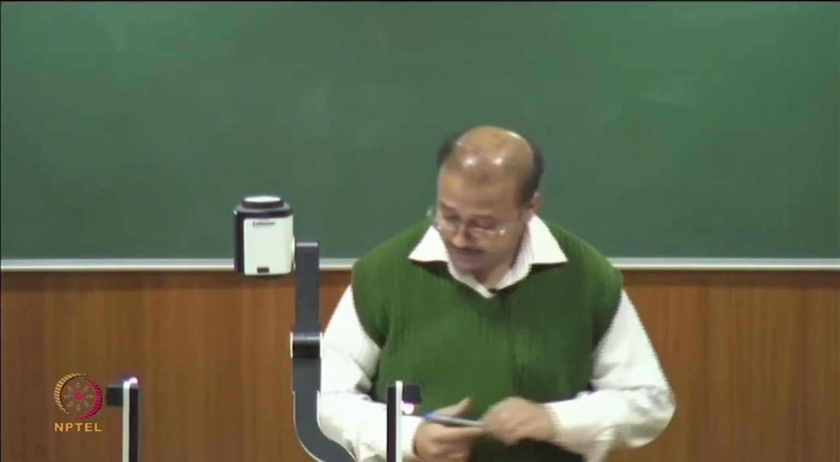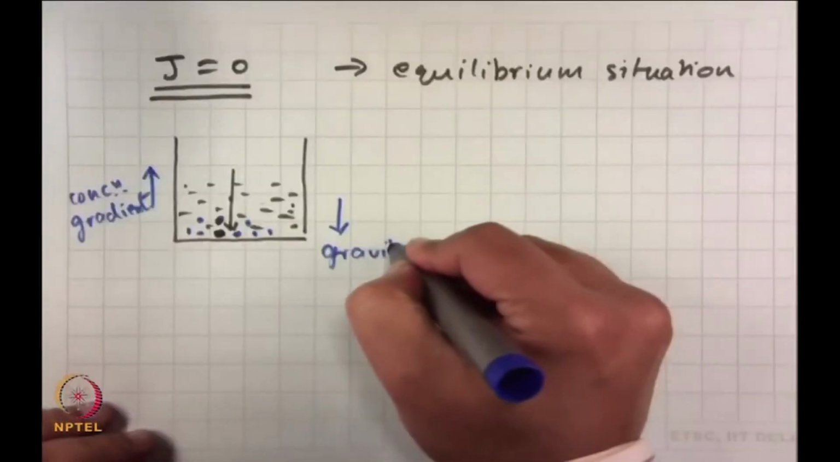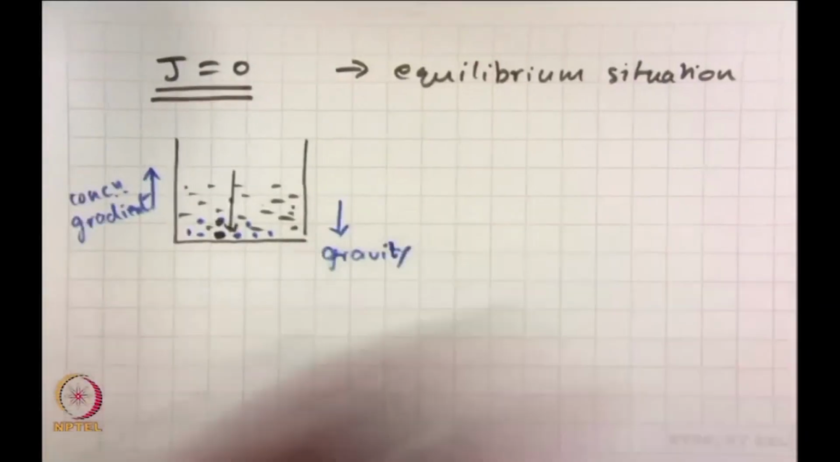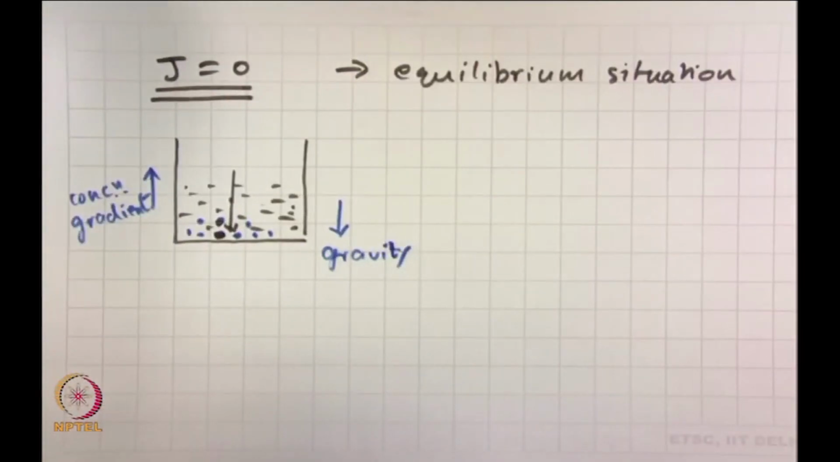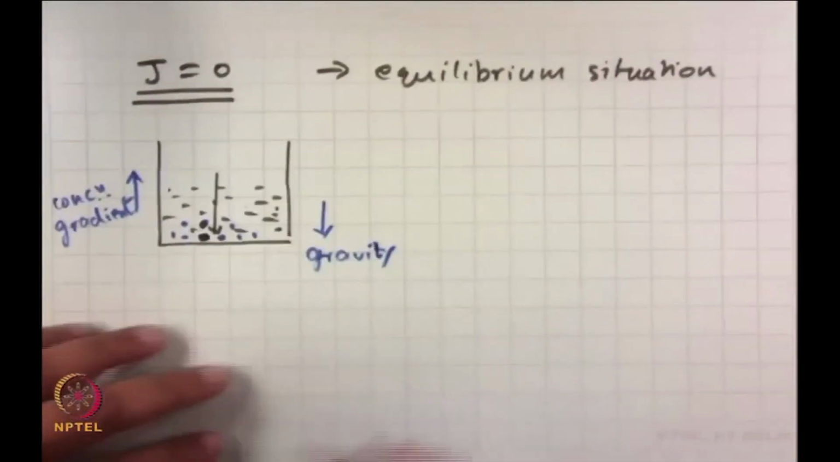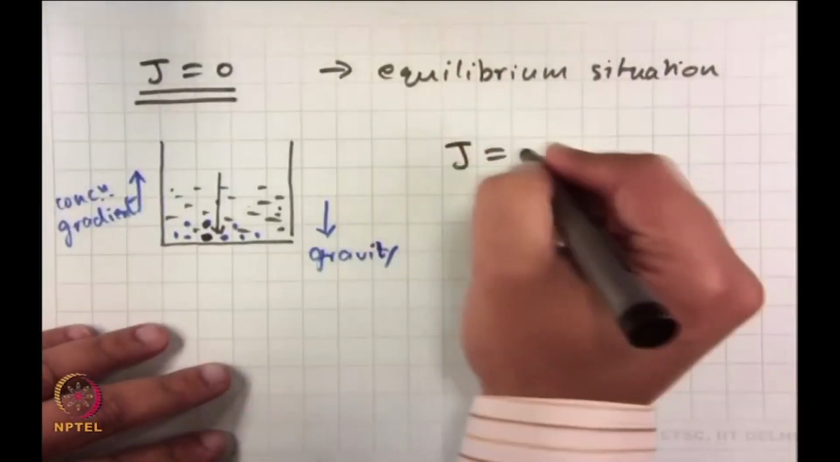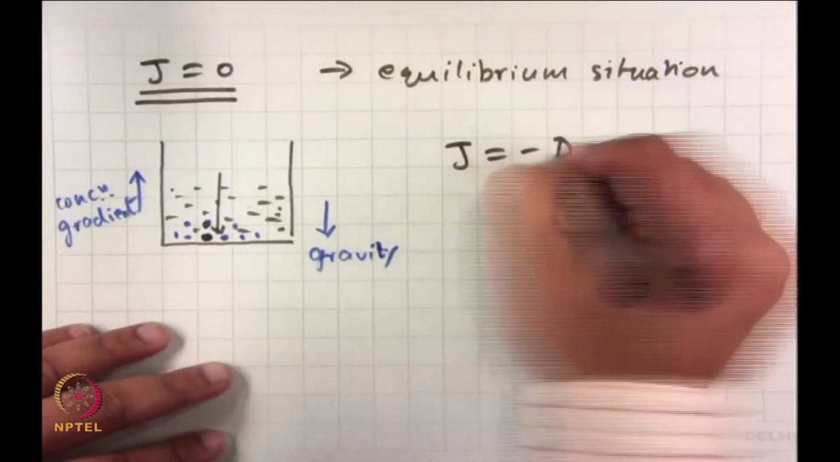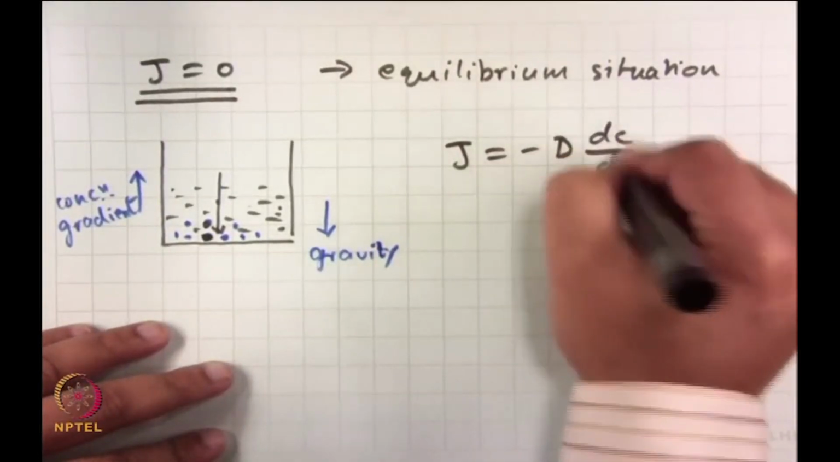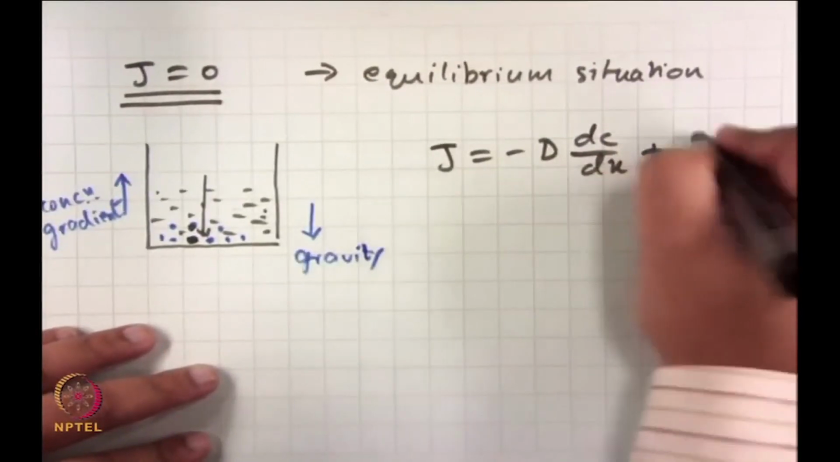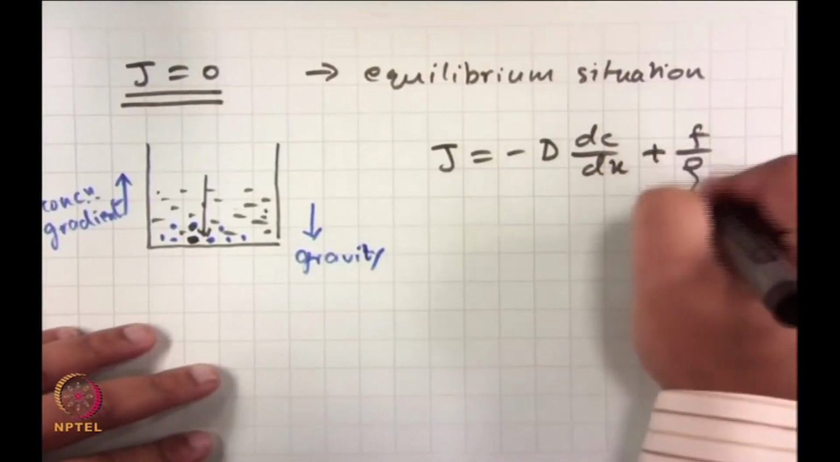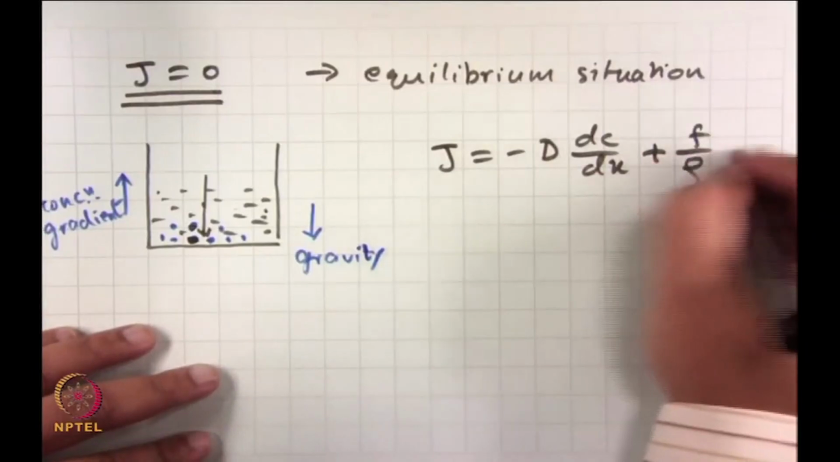Now, if that is the case, what we will do is, because J is equal to 0, and remember J as we defined was minus D dc/dx plus f/ξ, what was it after this?